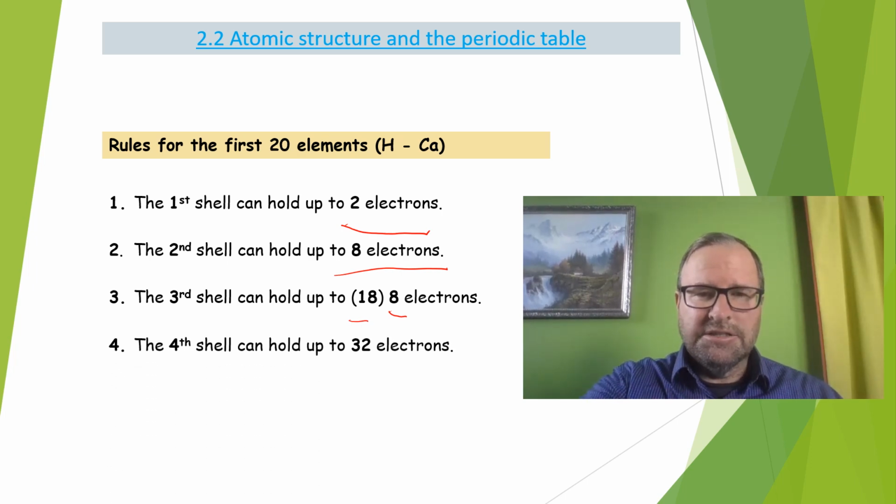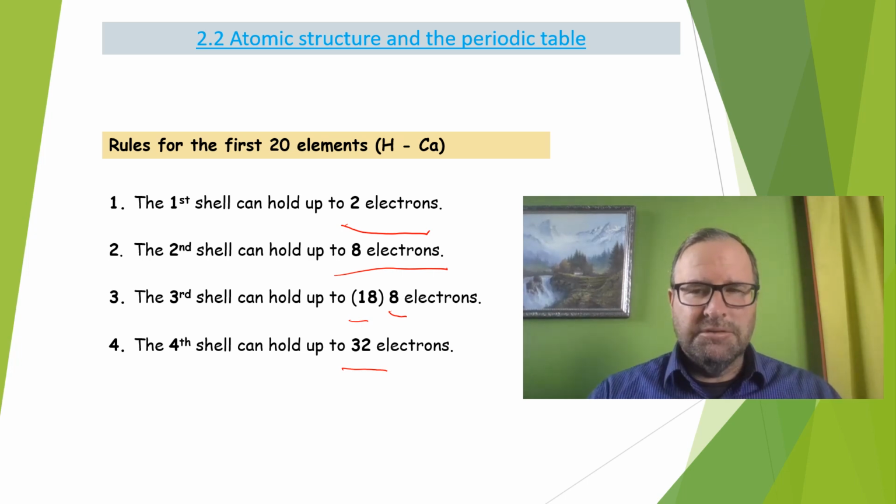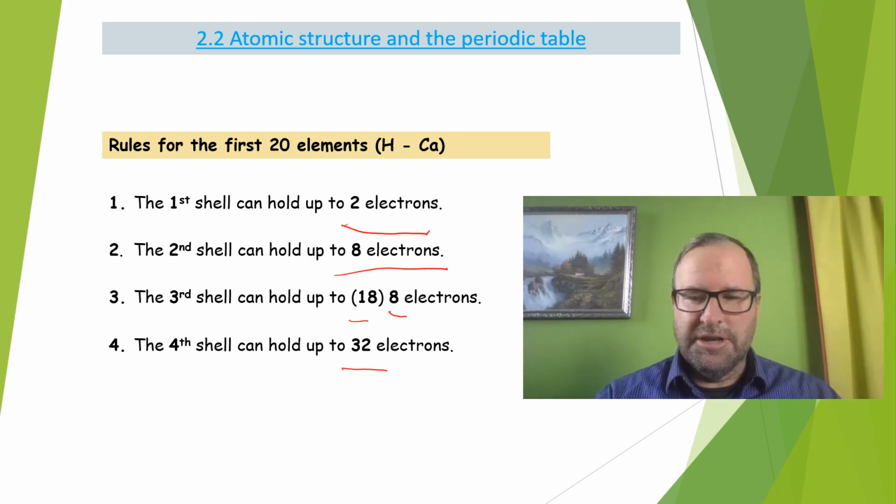And then the next shell will be 32. But we won't need to use 18 or 32 because we're only looking at the first 20 elements. But as we go into higher order chemistry in IB, you'll be expected to know these numbers of electrons.